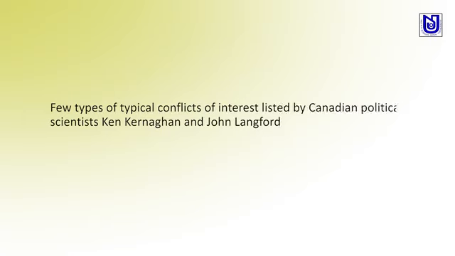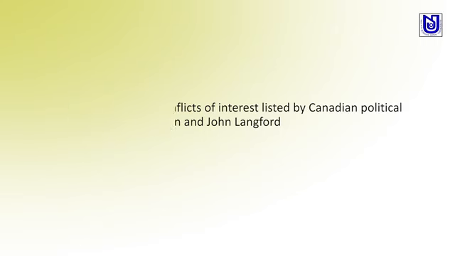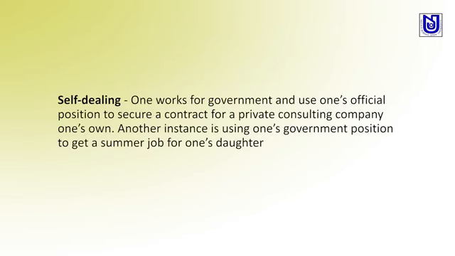Now, a few types of typical conflicts of interest listed by Canadian political scientists Ken Kernaghan and John Langford. That is self-dealing. That means one works for government and uses one's official position to secure a contract for a private consulting company of one's own. Another instance is using one's government position to get a summer job for one's daughter.